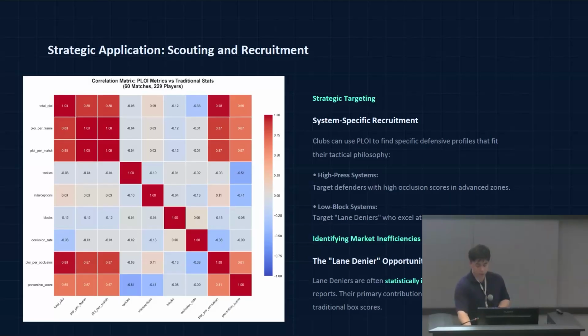At the recruiting level, the system fit pitch is pretty straightforward. If you're on a high press system, you maybe want to target defenders with high occlusion in advanced zones. And if you're a low block system, you maybe want to target lane deniers or defenders with very strong compactness efficiency, players who make those dangerous central passes disappear, even when they might not be piling up tackles. Overall, this is where the metric turns into an actual usable tool. It helps you surface undervalued player types, diagnose team structure, and recruit to your tactical identity.